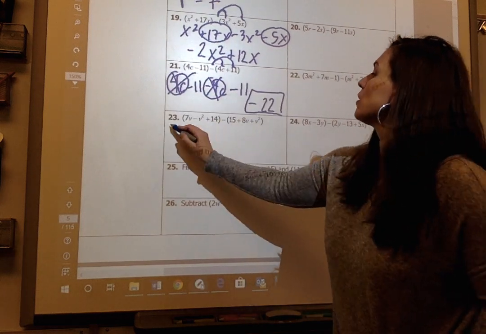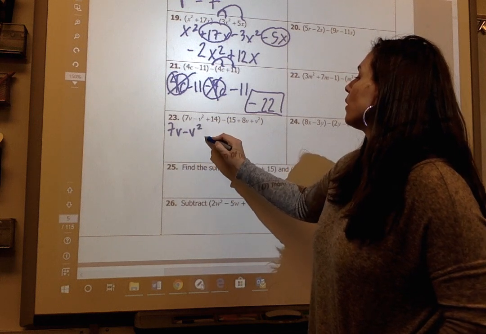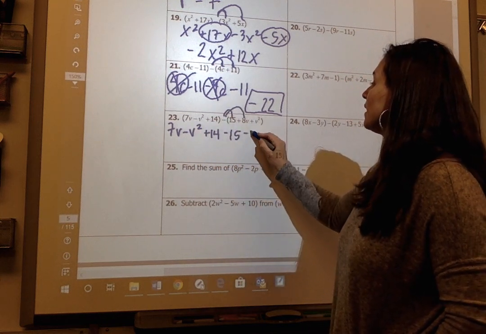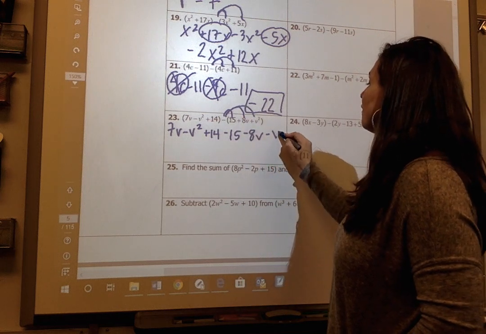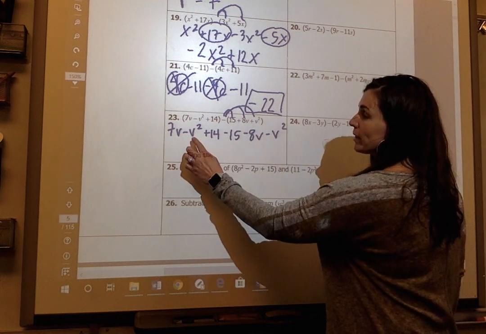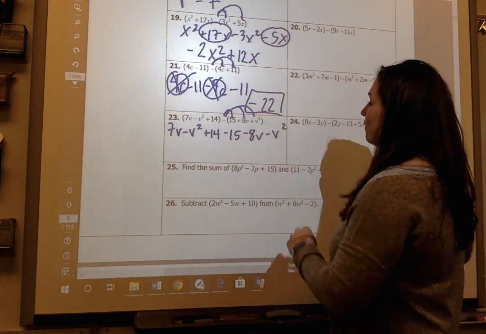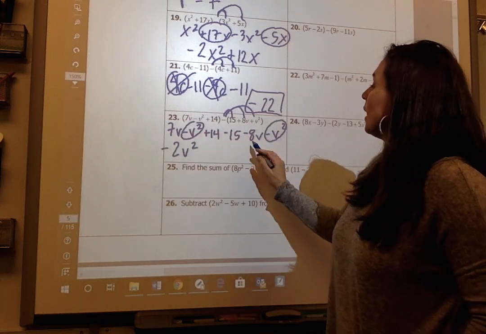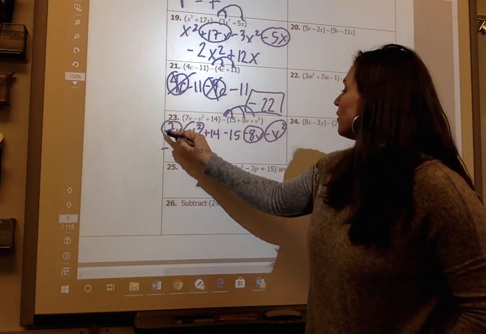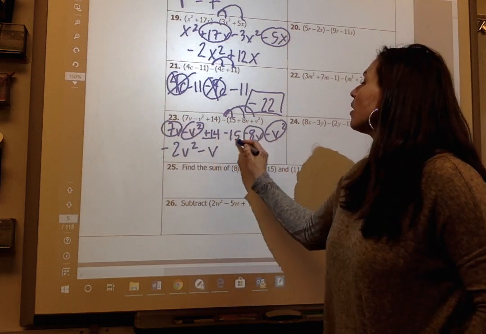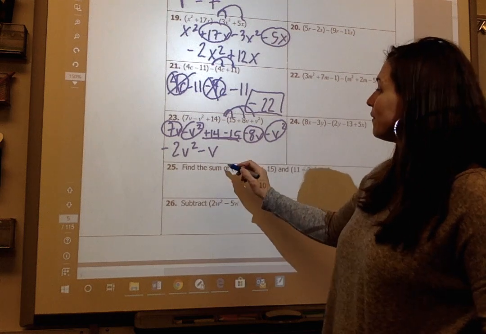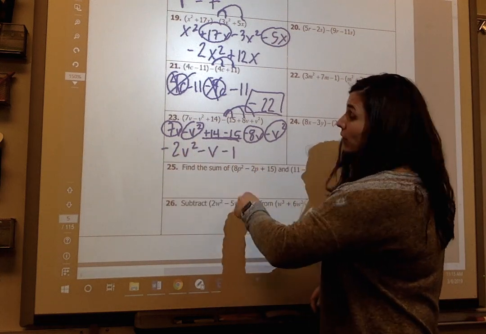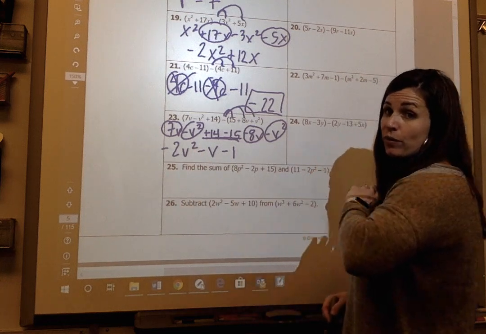All right, so I have 7v minus v squared plus 14. Distribute my negative: negative 15, negative 8v, negative v squared. I start with my greatest degree, negative v squared and negative v squared, and I get negative 2v squared. I have negative 8v and a 7v, which is negative v, and my constant terms are 14 and a negative 15, which is negative 1. Greatest degree down, it's a quadratic trinomial, 3 terms.